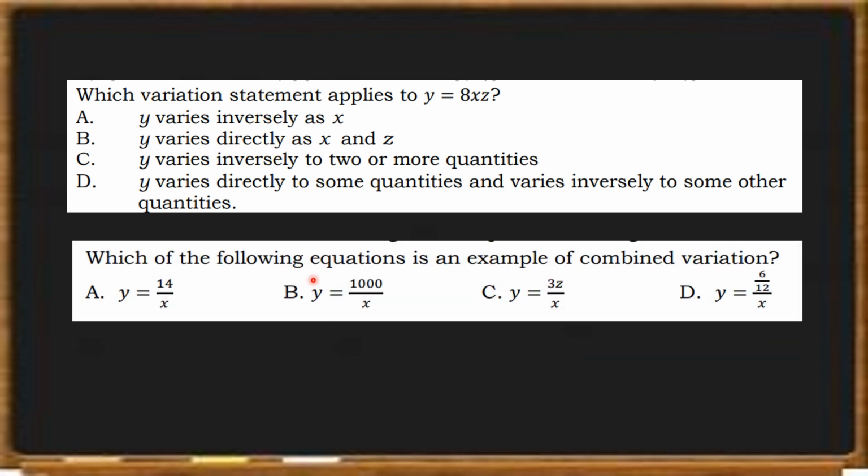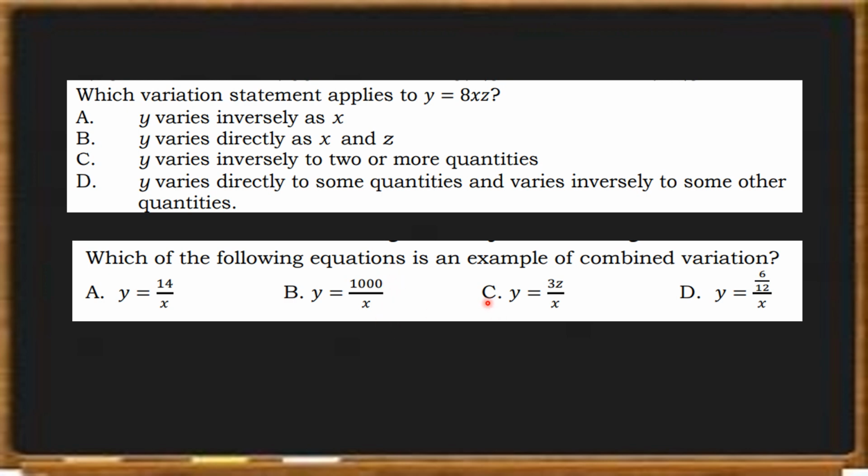Okay, which of the following equation is an example of combined variation? Combined means merong direct at merong inverse. So, itong letter A, matik na to na inverse lang, kasi ito, letter K, K over X lang yan. So, inverse lang yan. So, wala na yan. Letter B, 1,000 over X. Ito, K din to, letter K. So, inverse lang rin to.